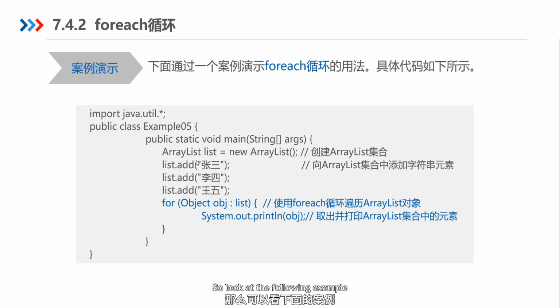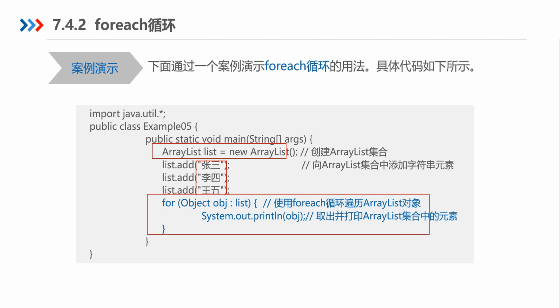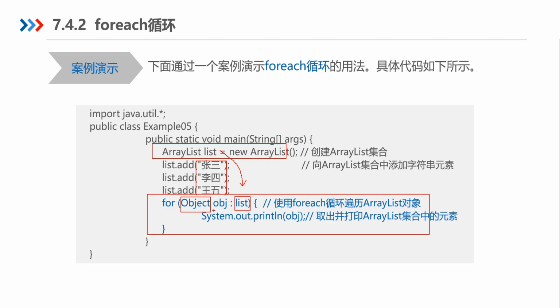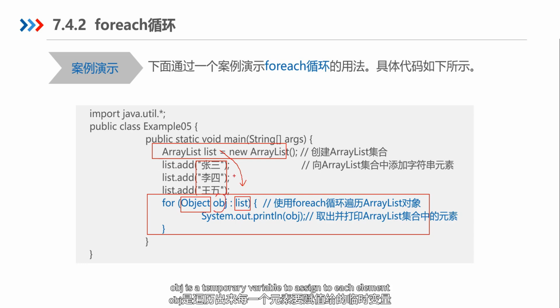So look at the following example. We add three elements to an ArrayList. Then we iterate over it with for, also known as the enhanced for loop. Object is the type of the elements. Then list is the collection container that we want to iterate over. obj is a temporary variable assigned to each element. Then we demonstrate through the code.